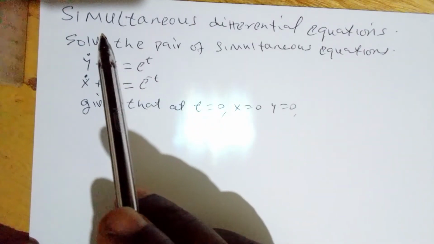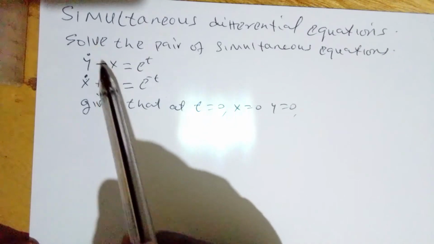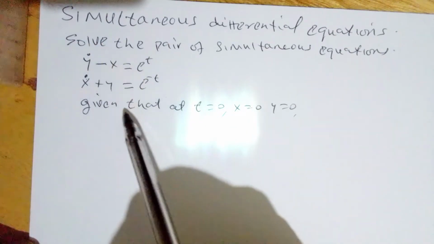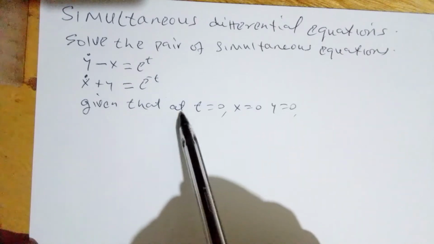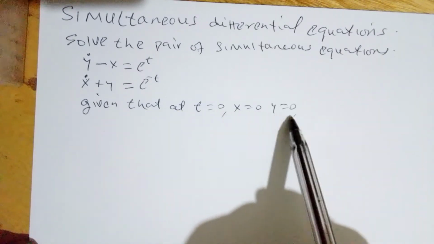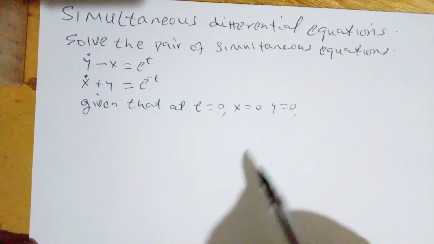So we've been given this equation. They want us to solve this pair of simultaneous equations, given that at t equals 0, x equals 0, and y also equals 0.